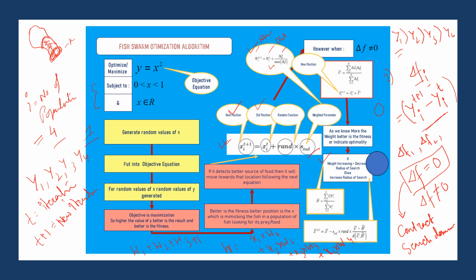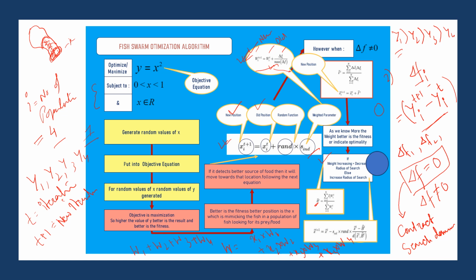Now you will say, from where are we getting these weights? Yes, there are the weights. This is the equation of weight: W equals old W plus del f divided by maximum of del f. Okay, so once you get the weighted average, this is indicated by a term b.